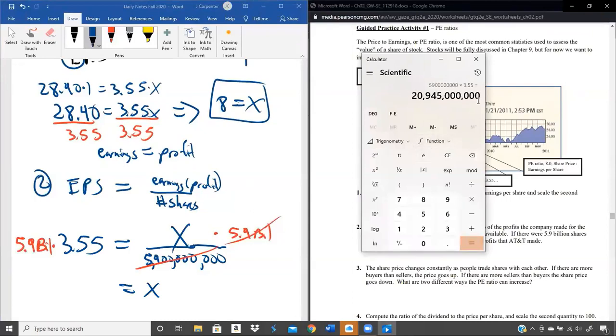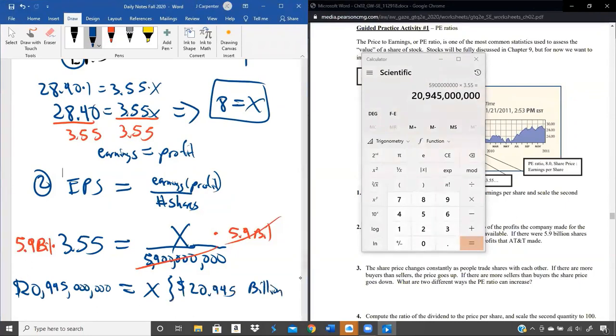So we get 20.945 billion. So 20,945,000,000. X is a dollar amount because it's profit, so that's 20 billion, or you could say 20.945 billion. In the real world, nobody cares how you express your numbers. My math lab would ask you to write it in billions or to write all the zeros, so just pay attention.